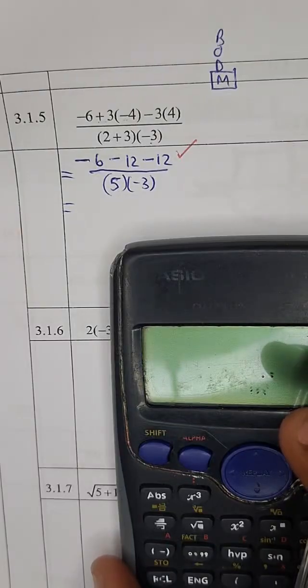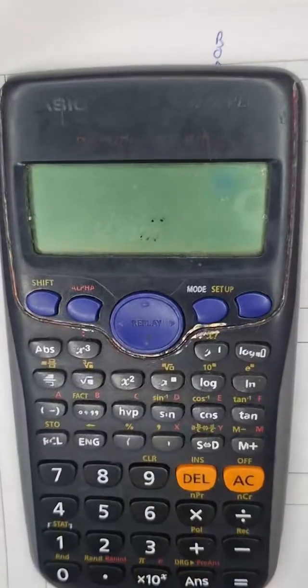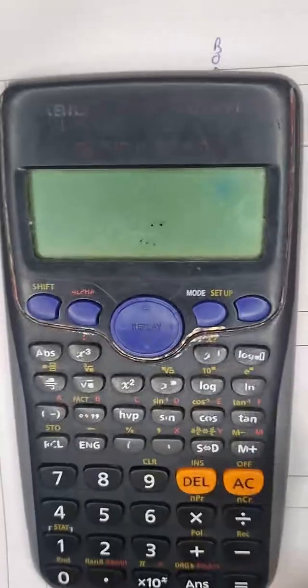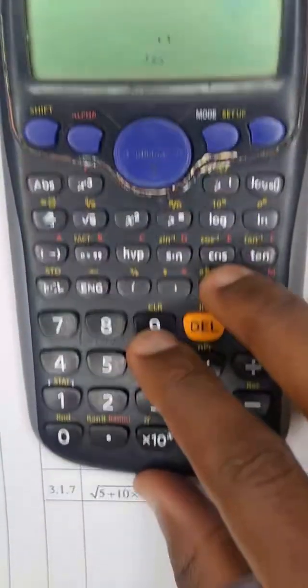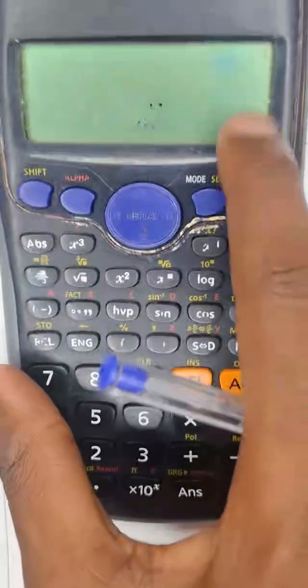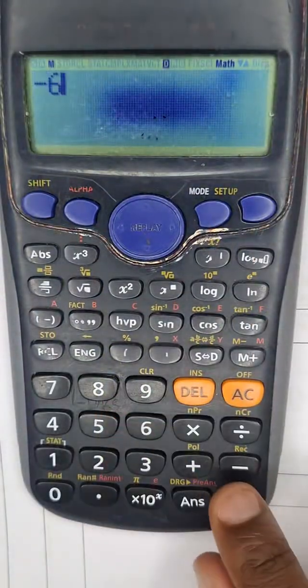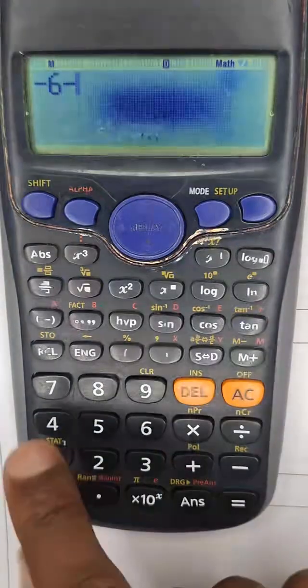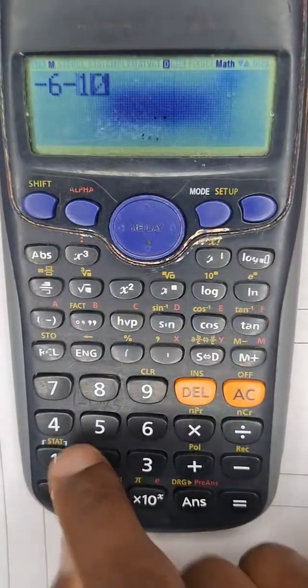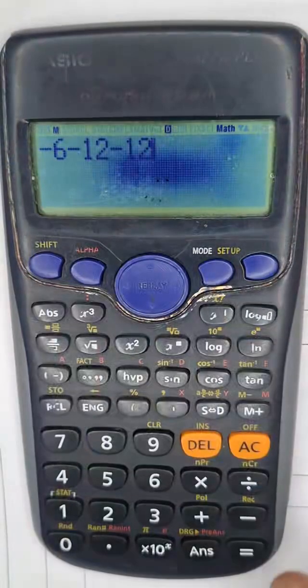Yo, guys. These are the things that make me cry. But guys, can I ask you to use Mr. Calculator? Mr. Calculator won't fail you. Your brain might do that, but Mr. Calculator won't. Minus 6. Let's type in the calculator. Minus 6 minus 12 minus 12. Look. You see? Then press equal.